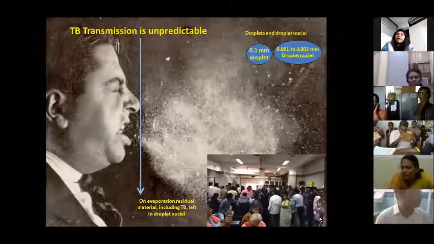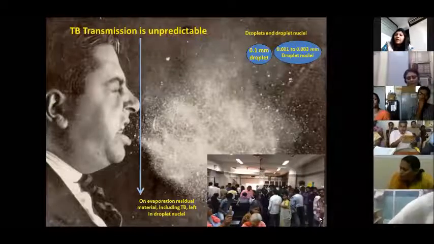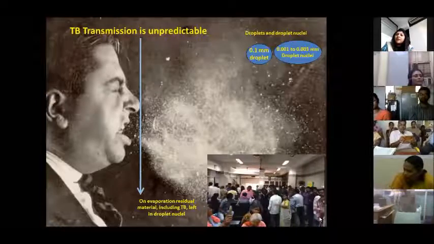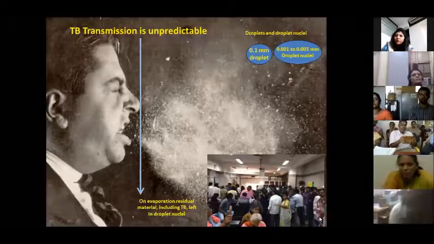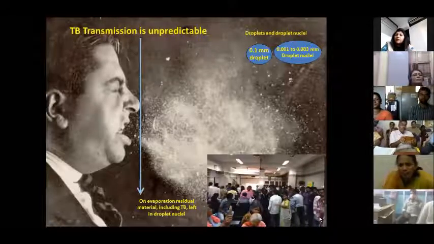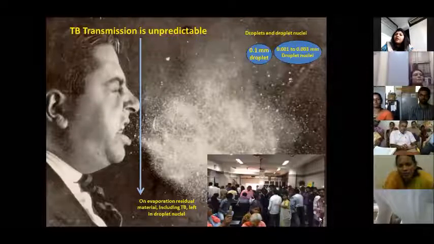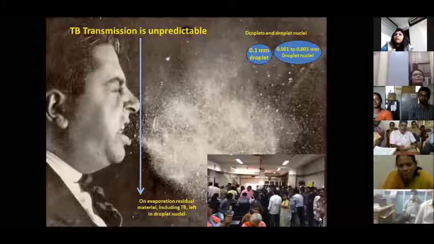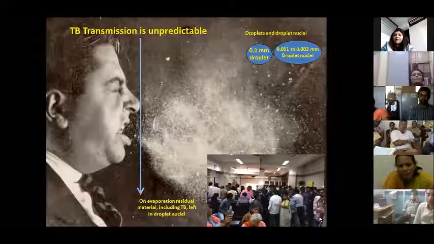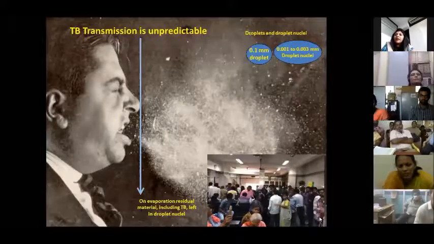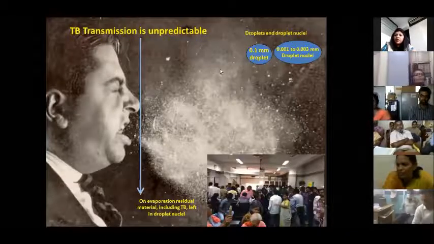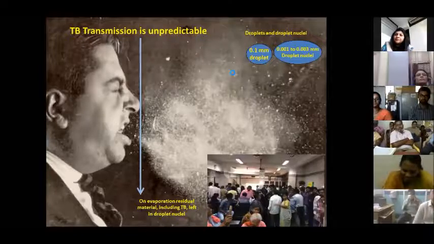Now these particles can either be smaller particles or bigger particles. The bigger, heavier particles will settle down onto the floor. But the lighter particles will stay in the air and will evaporate. On evaporation, what remains is called droplet nuclei. These are the droplet nuclei which are carrying the TB bacilli, and these are the ones which are going to be inhaled and cause a TB infection. Next slide, please.